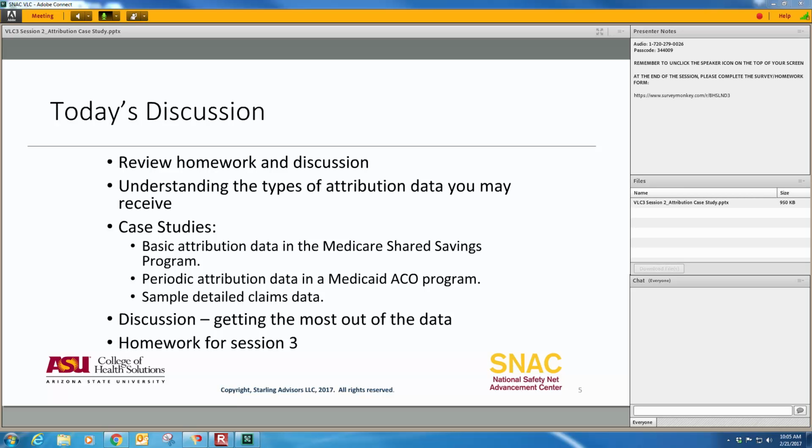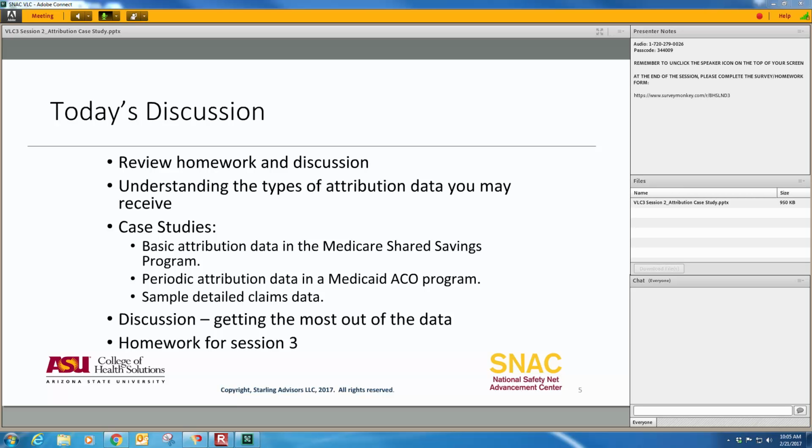They are, in fact, real data sets that are provided to safety net providers for the purpose of value-based reimbursement. One is the basic data that comes from the Medicare Shared Savings Program. The second is some periodic attribution data received by a federally qualified health center in a Medicaid ACO-like program, and then we have a look at some very short list but detailed claims data to think through how that might work. And today, the majority of the session will be focused on discussing how to get the most out of this data.